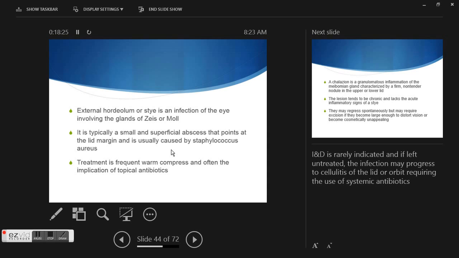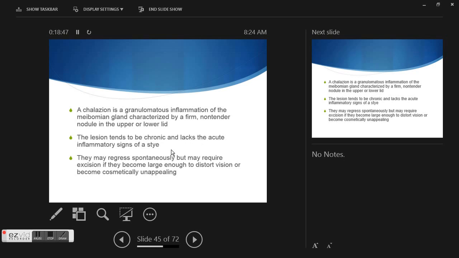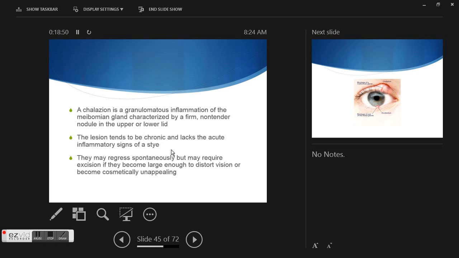So moving on, an external hordeolum or a stye is an infection of the eye involving the glands of Zeis or Moll. It's typically a small and superficial abscess that points at the lid margin and is usually caused by Staphylococcus aureus. And treatment is frequent warm compress and often the application of topical antibiotics.